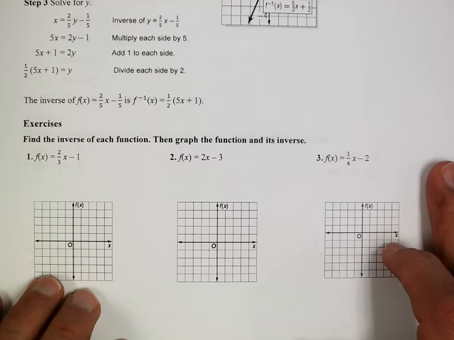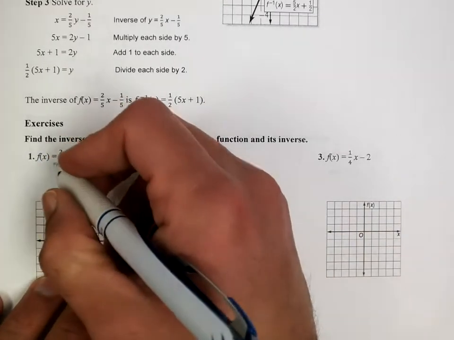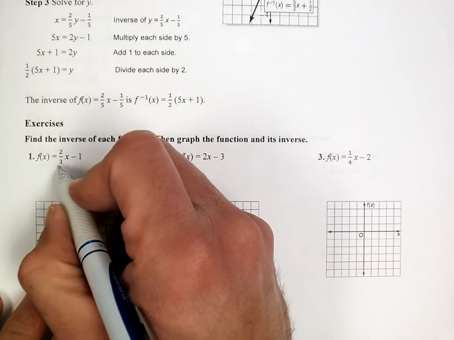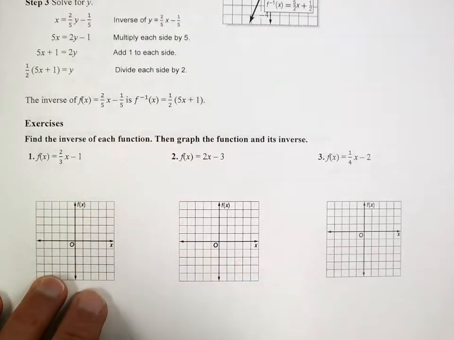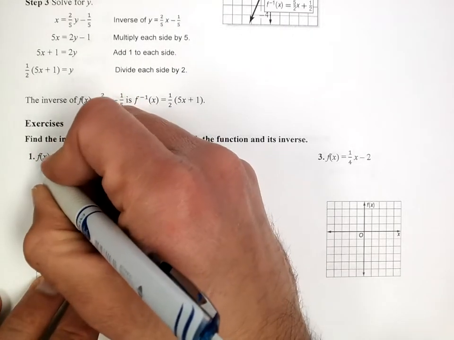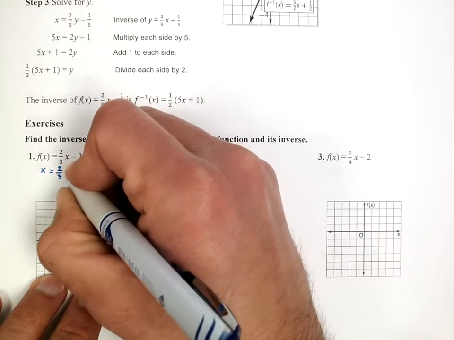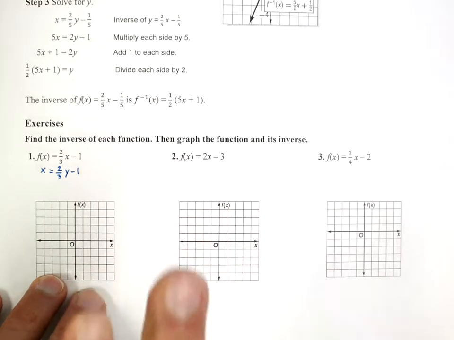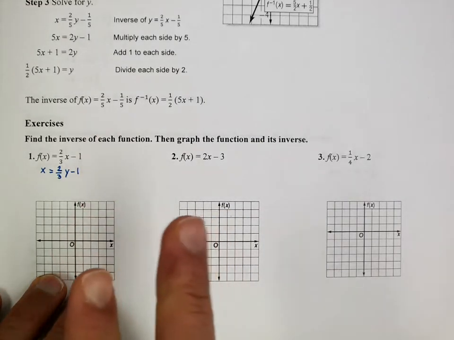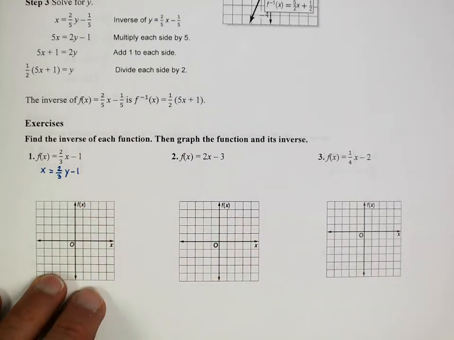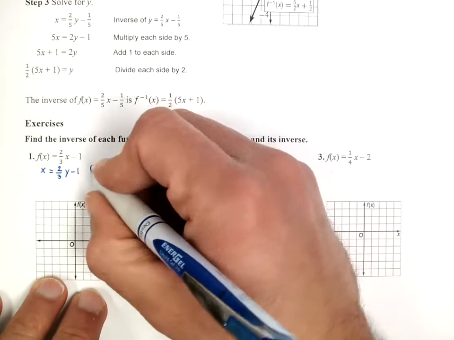So to find the inverse, what you're going to do is switch. Remember, this is y is equal to 2/3 x minus 1. You're going to replace this y with an x, and then replace this x with a y. So essentially you're switching the places of x and y. And now you're going to solve for y.